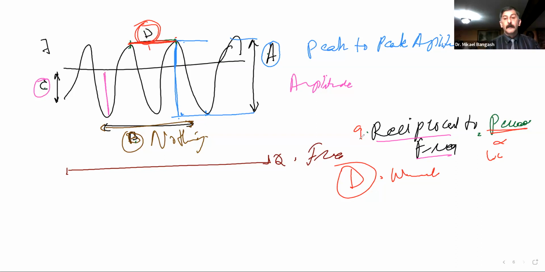Question number 9 is a little bit tricky. It asks what is the reciprocal of frequency, and which line represented it. That was D. Looking at these options, do you find period in any of them? Yes, and we had identified line D. Is that clear?